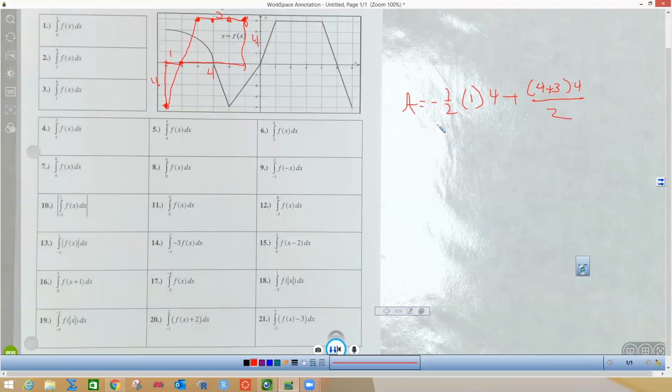That's a trapezoid. So let's simplify this. That 2 and that 4 reduced to -2. This 4 and this 2 reduced to 2. 7 times 2 is 14. And 14 minus 2 would be 12. So number 19 would be 12.